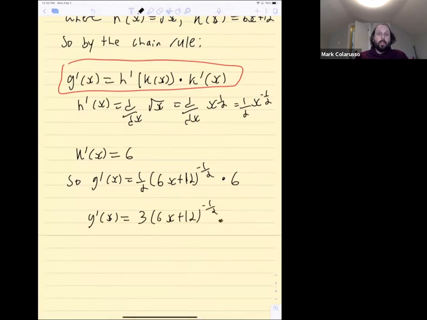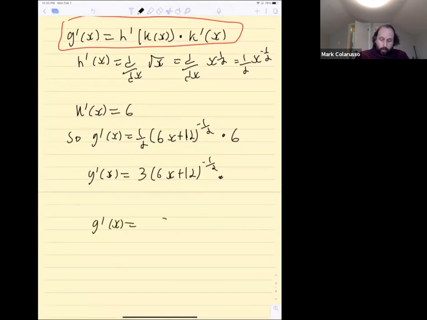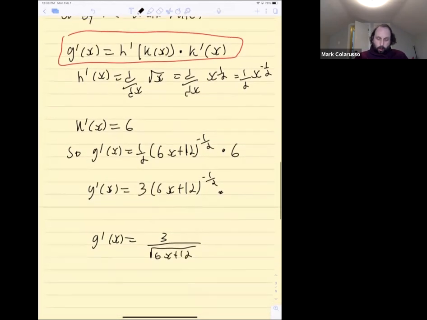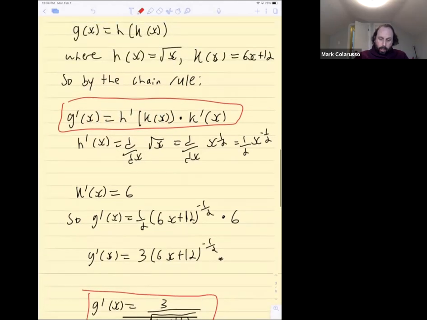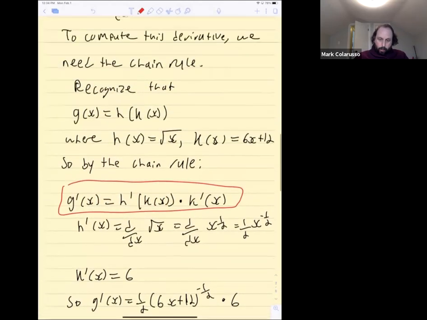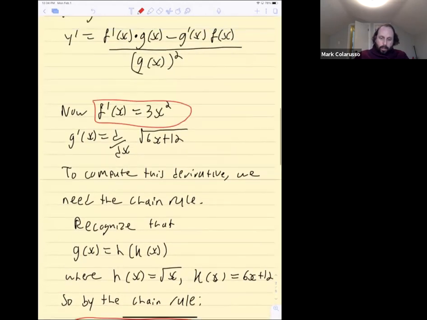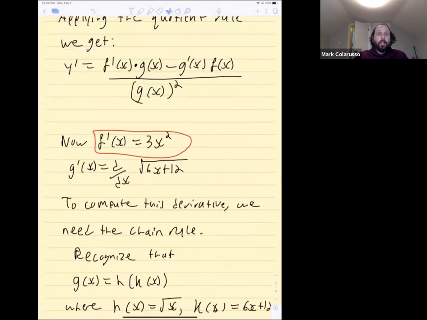So that gives a pretty easy expression, which we can write, if you like, g prime is 3 over the root of 6x plus 12. Okie dokie. So we have our expression for g prime, and way back up here, our expression for f prime. And now we've got to take these two expressions and substitute them into the expression for y prime.